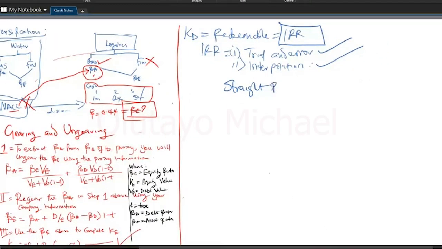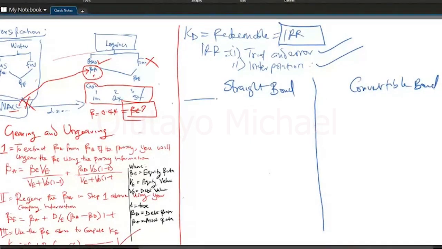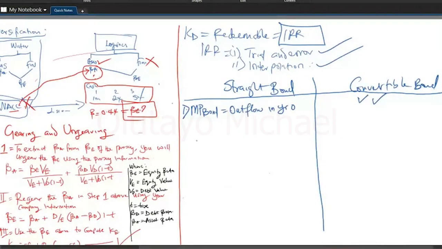Whether we're dealing with straight bond or convertible bond, we need three cash flows. Number one is market price per bond. Market price for bond is an outflow in year zero. Under convertible, it is also the same way.